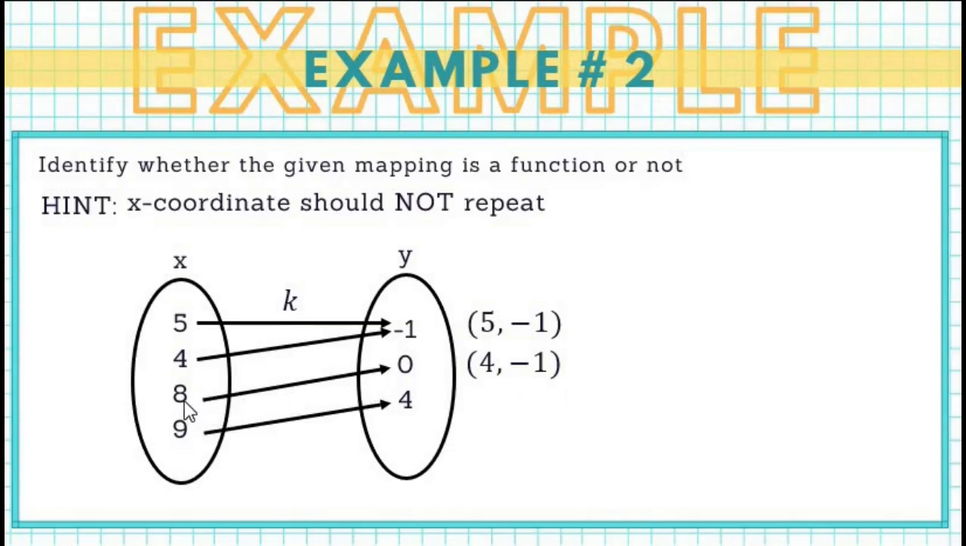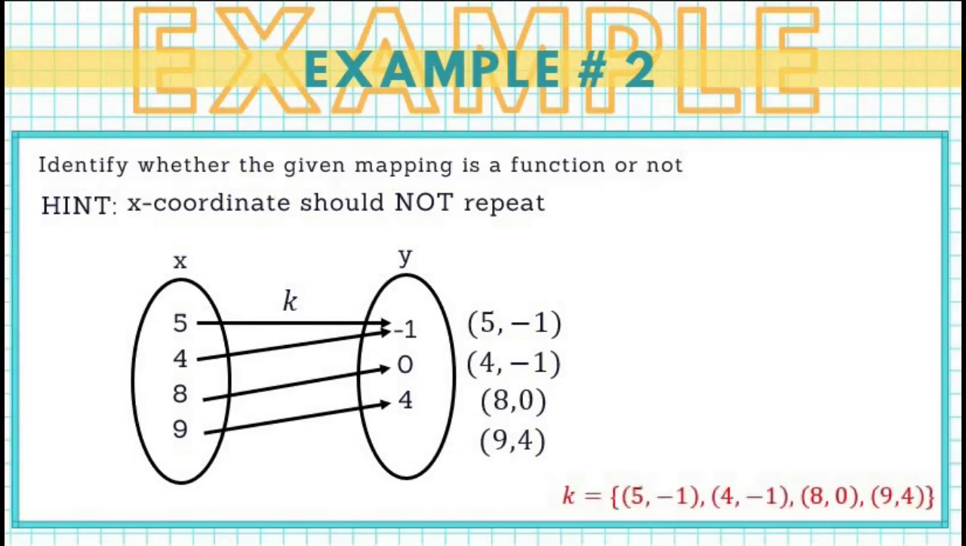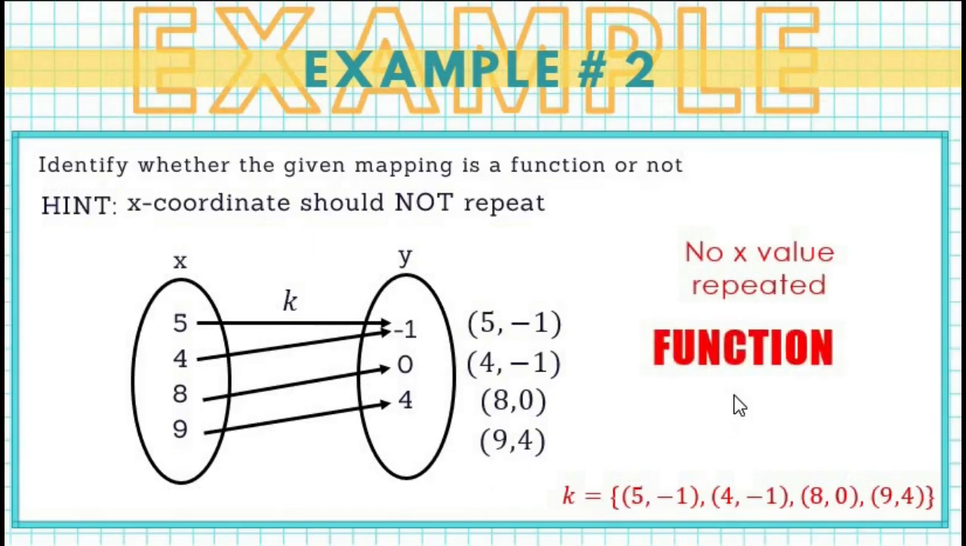Next, for x value 8, it is mapped with y value 0. Therefore, the ordered pair is (8, 0). And lastly, for the x value 9, it is directly mapped to the y value 4. Therefore, it can be written as an ordered pair (9, 4). Okay, so we can write this mapping diagram again in terms of set. And again, for us to check if it is a function or not, let's check the x values. So we have 5, 4, 8, and 9. So since no x value is being repeated, then we can say that this mapping diagram represents a function.